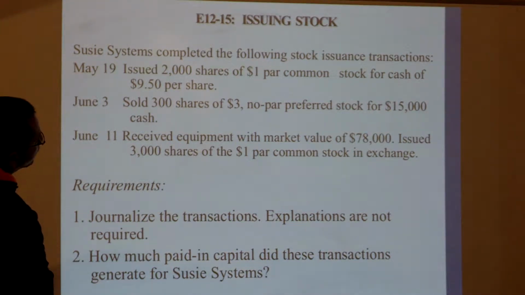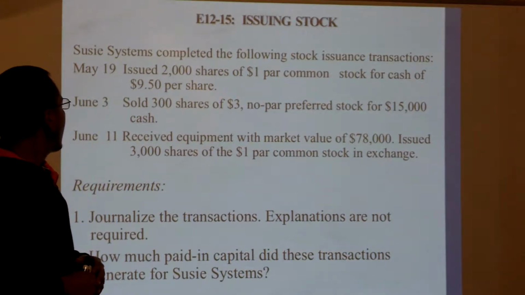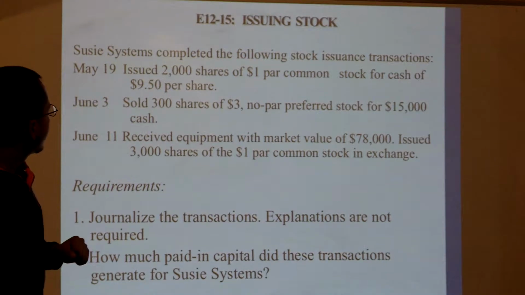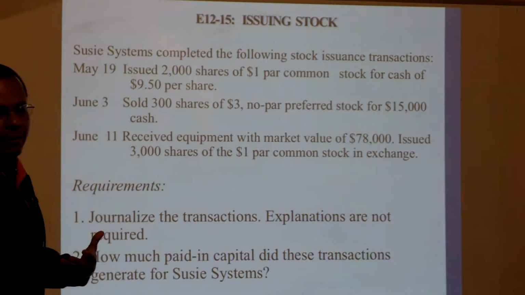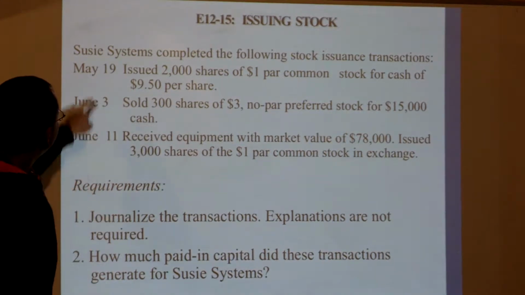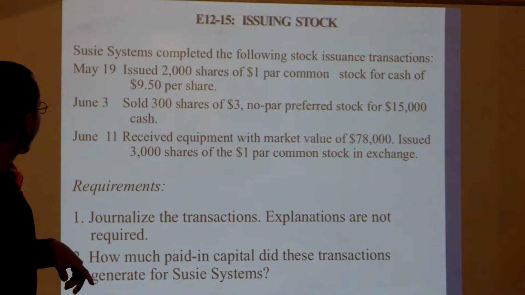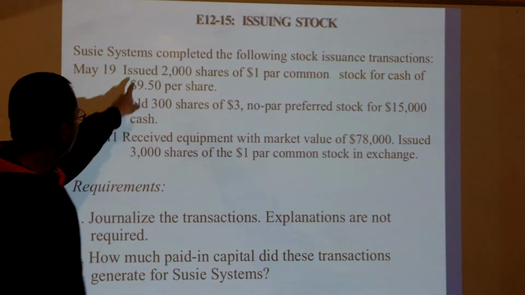Exercise 1215. It's about issuing stock. As you can see, there's a company that has 3 transactions, all related to stock issuances. I should say stock issues. The first one is occurring on May 19th. The second one is June 3rd and then June 11th. Now notice the first one here.